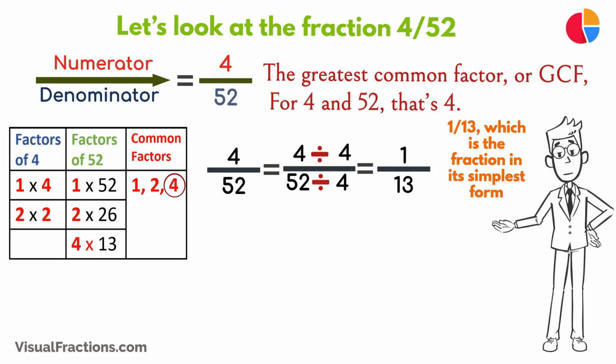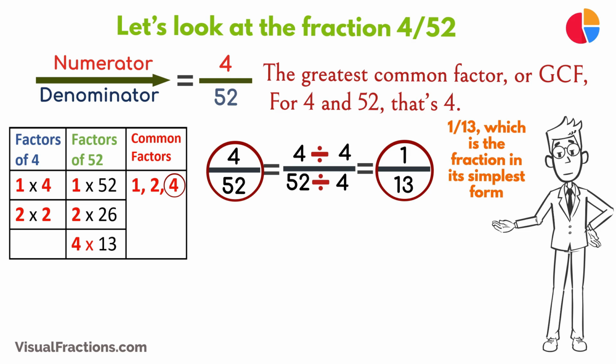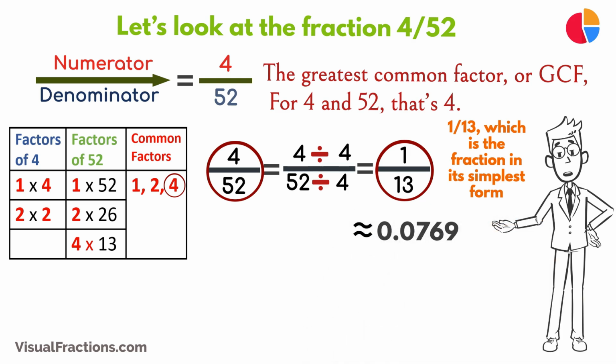It's interesting to note that both the original fraction 4/52 and the simplified fraction 1/13, though different in appearance, represent a specific value when compared as decimals. The exact decimal for 1/13 is approximately 0.0769. This shows that although their appearance may change, their value remains consistent.